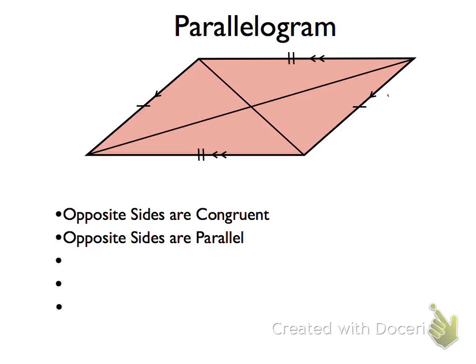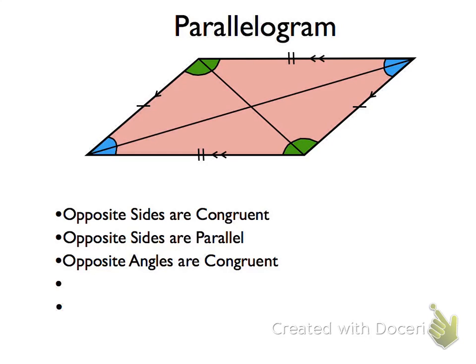The next one, opposite sides are parallel. So you're going to put those arrows up there. You're going to put 2 on the bottom and 2 on the top, and at least 1 and 1 on the left and the right. Yeah, you can have them vice versa. Make sure you put this under sides on your foldable.